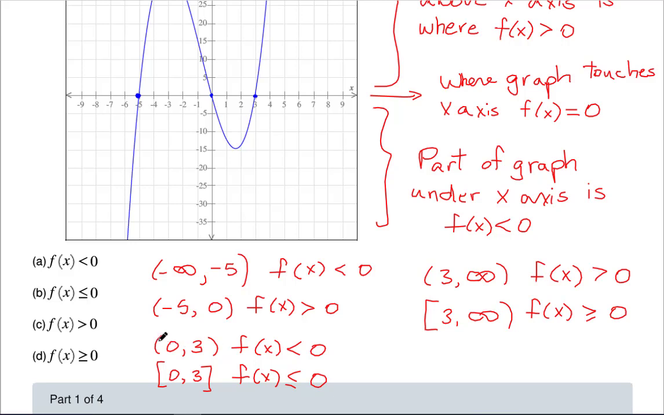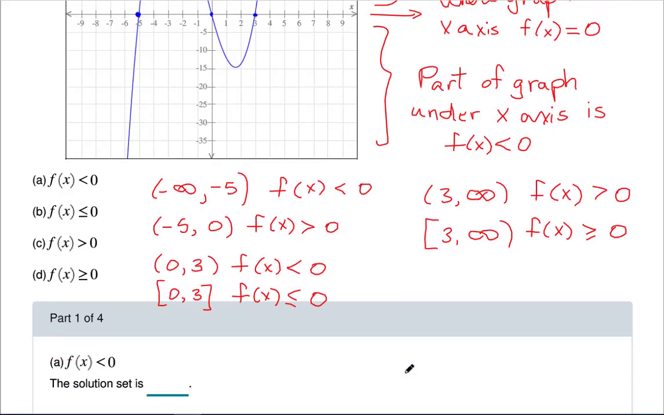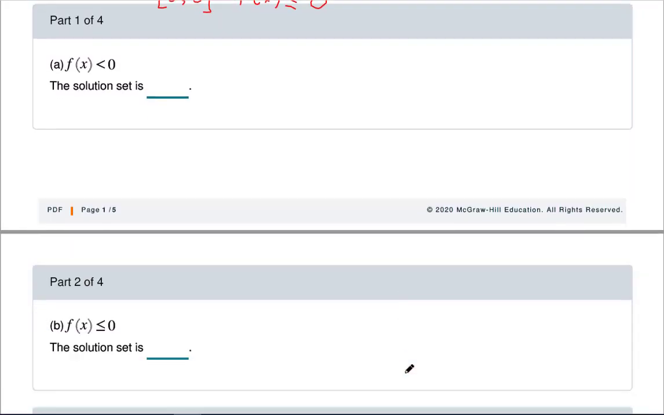Then notice how before I had parentheses 0 to 3. If you include 0, you would then include the 0 and the 3. Let's see where else. From 3 to infinity. On this piece, the graph is going up, so f of x is greater than 0. And if you wanted f of x greater than or equal to 0, you would include the 3 where it touched the x-axis. Alright, and then the rest of this would be just filling in those answers.